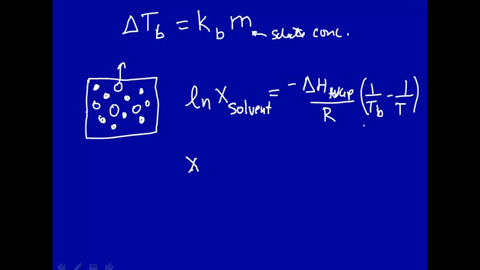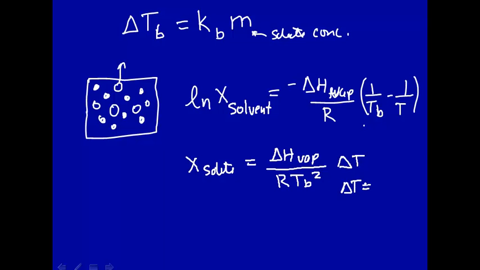Taylor series expansion gets rid of this. Let's put some minus sign there, but that'll cancel out here. So the mole fraction of the solute, and again cross multiply and so on, is the enthalpy of vaporization over R times the boiling point of the pure solvent squared times delta T, where delta T here is T minus T_B, the boiling point elevation. Note that the boiling point goes up, so delta T for the boiling point is greater than 0.